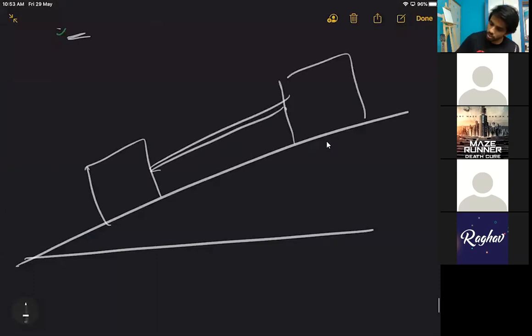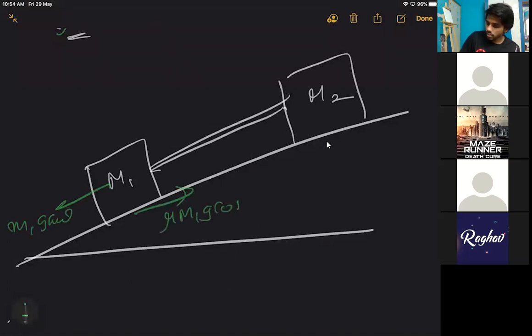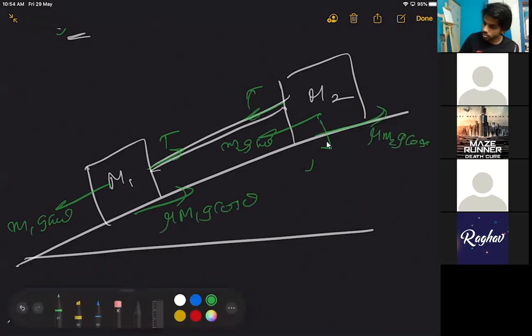Two blocks connected, M1, M2. Let's just write the forces. m1g sin theta. If it is sliding already, it is mu m1g cos theta. And there is some tension or normal force also from the rod tension. M2g sin theta, mu m2g cos theta. Write all the forces.